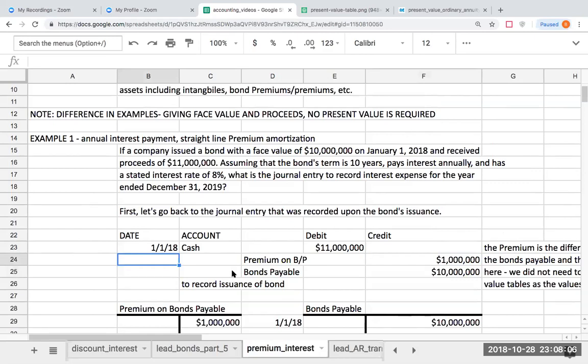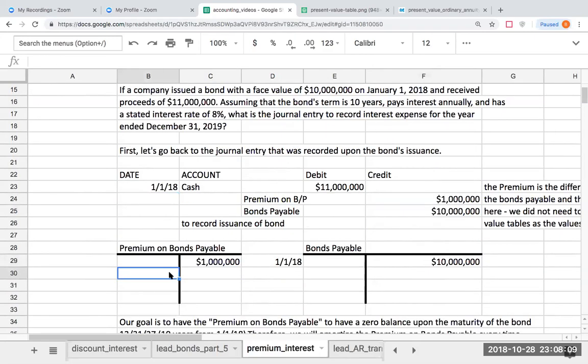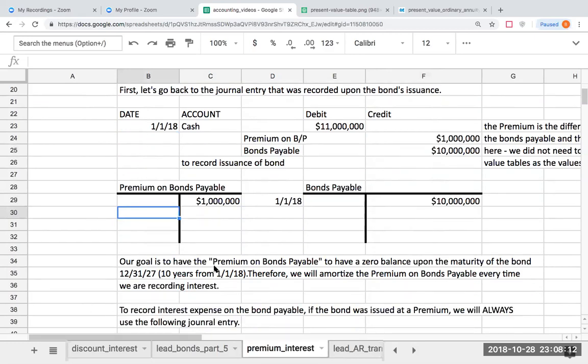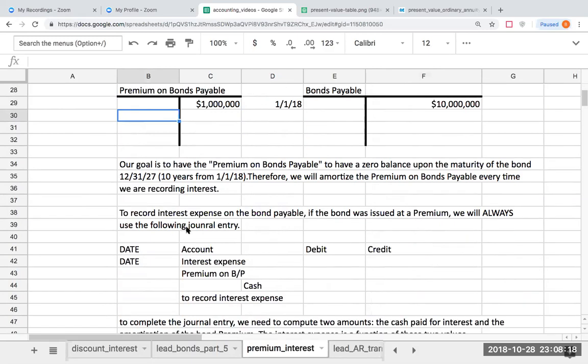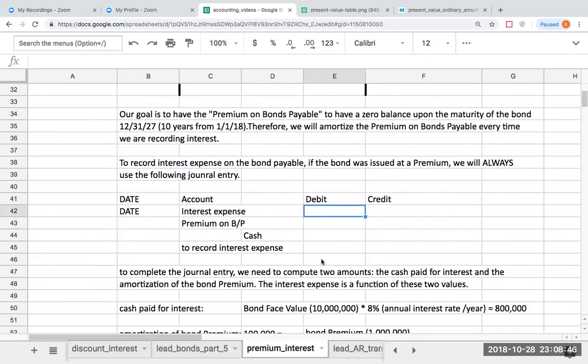So my goal is to ultimately write this premium down to zero. Why? Because when the bond matures, I want this to be zero. So when I'm recording interest expense, I'm going to credit cash for the amount of cash I'm paying for interest. Here I'm going to be debiting premium on bonds payable. Why? Because I need to make this balance zero. Premium on bonds payable has a credit balance, accounted as a liability account. Ultimately I want to make this zero. And then whatever my plug is, or whatever I need to balance, will go to interest expense.